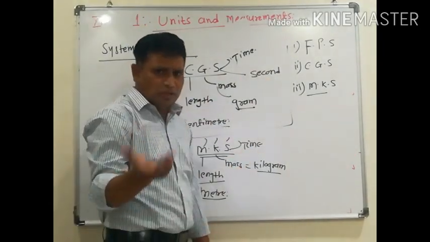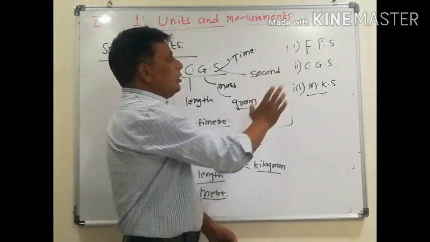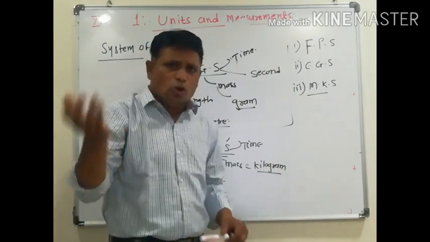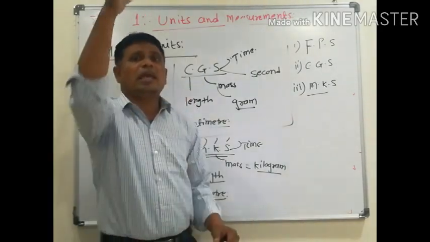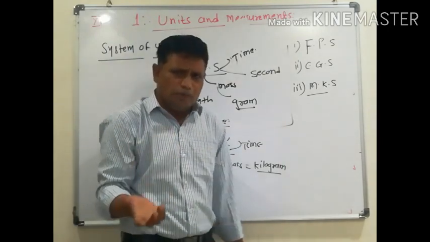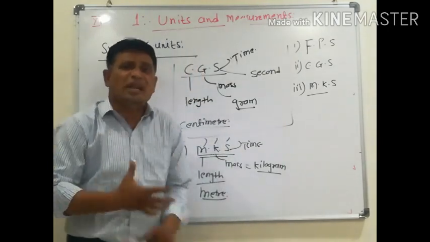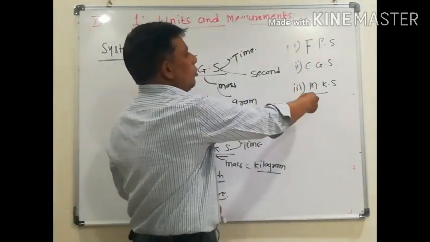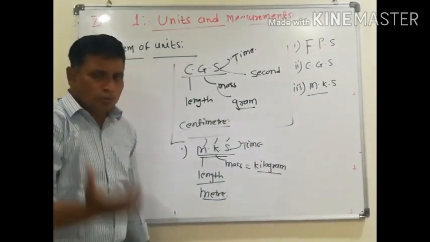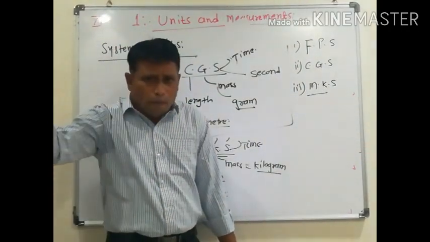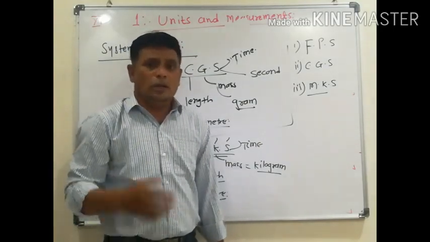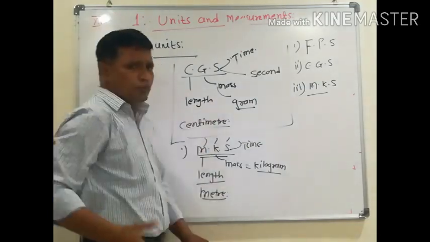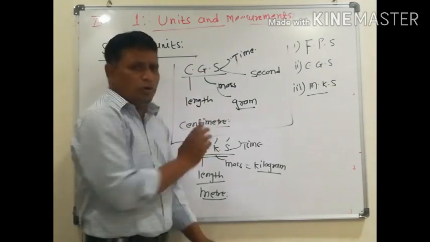Are these systems useful to measure current? No. Current is not measured in length, not in mass. Mass means kilogram. Is it possible to say 1 kg electric current? Highly impossible. Or you want to measure the luminous intensity. Is it possible to measure luminous intensity in foot or centimeter or in meter? No. So suppose we want to measure all basic fundamental quantities, so what to do? Are these systems useful for that? No, all those systems are not useful for that.